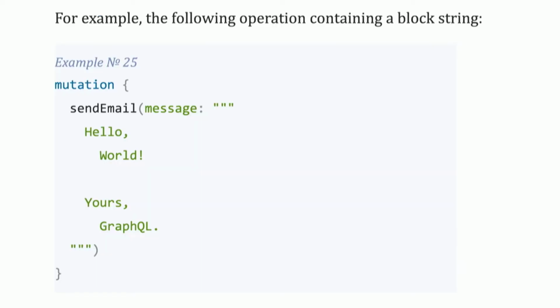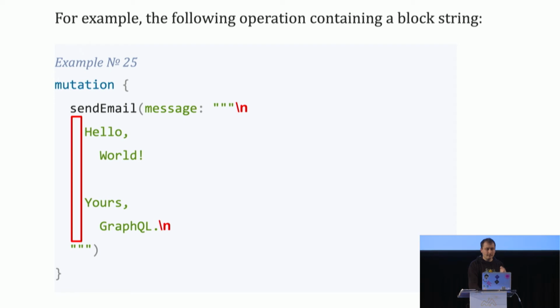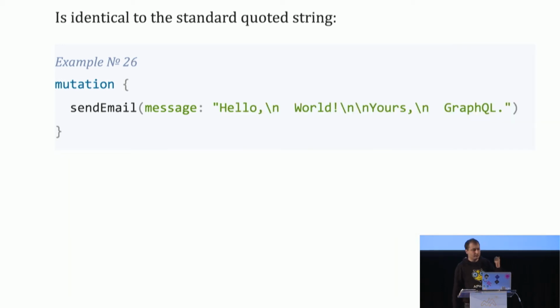This is an example from the spec, and it shows how you can provide such a string. It works by GraphQL removing the starting and trailing new lines and also removing the common indentation. So it works similarly to block strings in YAML, if you have used them previously. Basically, this request is equivalent to this one, it just looks nicer. And you can use block strings anywhere you use normal strings, so in directives, arguments, anywhere.